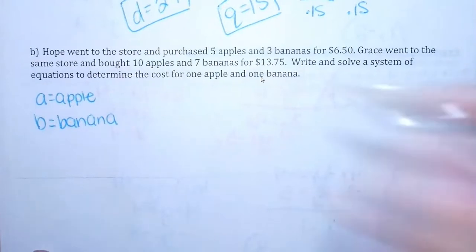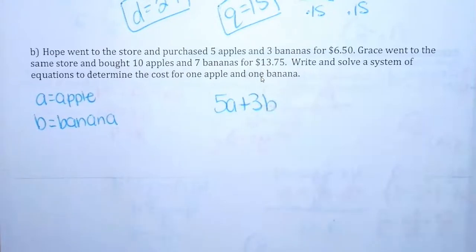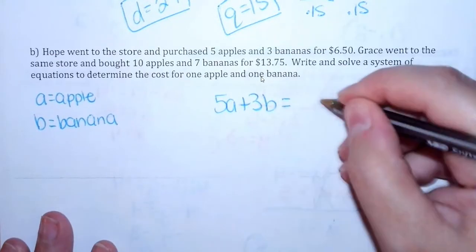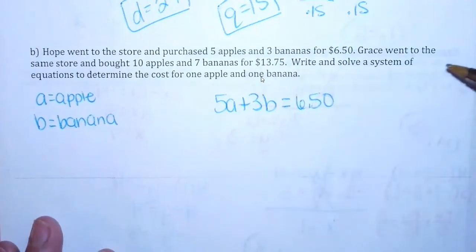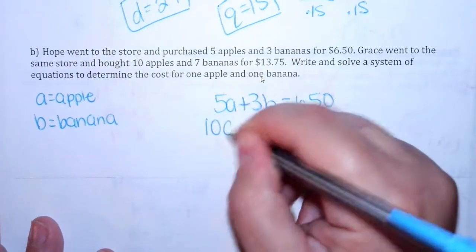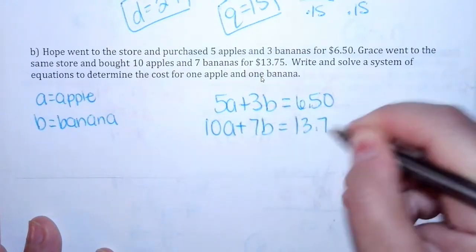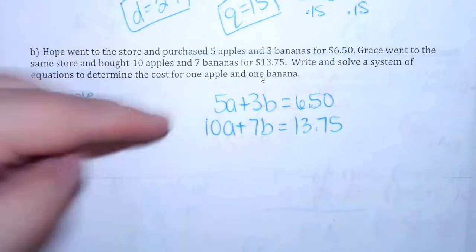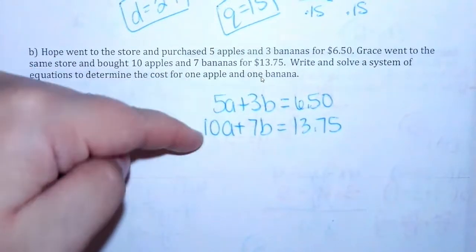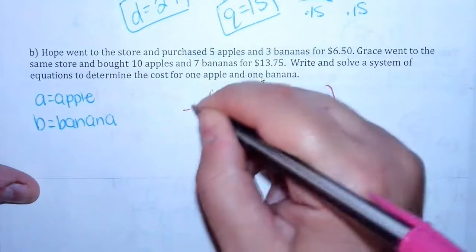And so Hope gets 5 apples and 3 bananas. So I'm just going to say 5A plus 3B. And if we add those up, it's going to be $6.50. Then it says Grace goes to the store. She gets 10 apples and 7 bananas. And her total is $13.75. Put those guys together. And then if I want to use elimination here, what I might just do is say, hey, be super easy for me to match the apples up. I got 5 and 10 here, so I'm just going to run a -2 through that.